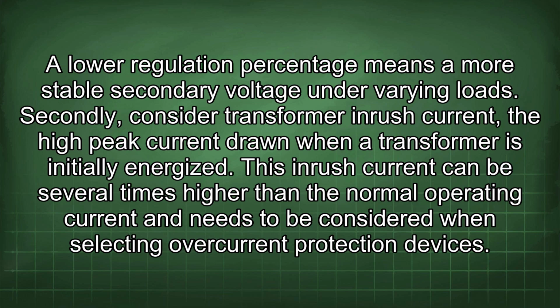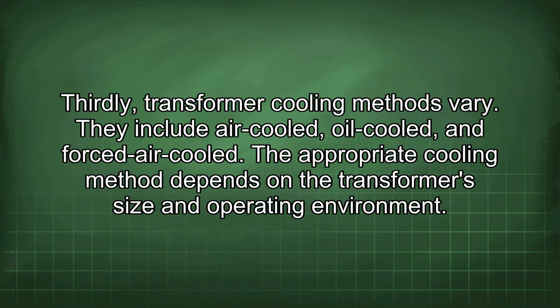Secondly, consider transformer inrush current, the high peak current drawn when a transformer is initially energized. This inrush current can be several times higher than the normal operating current and needs to be considered when selecting overcurrent protection devices. Thirdly, transformer cooling methods vary. They include air-cooled, oil-cooled, and forced air-cooled. The appropriate cooling method depends on the transformer size and operating environment.